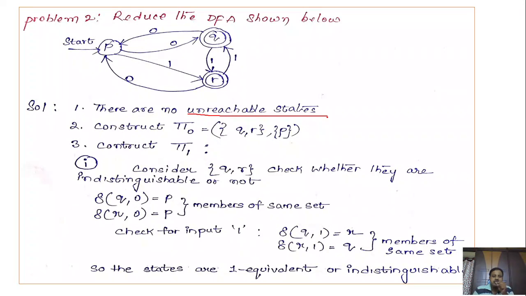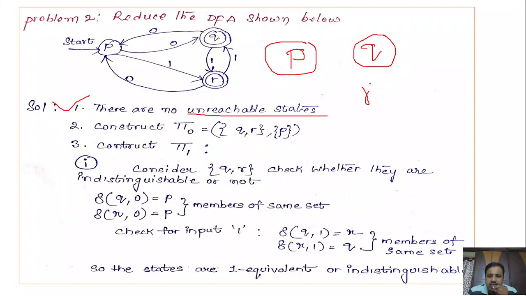So what are unreachable states? The states which are not reachable from the starting state. Property one is that you have to check for unreachable states. Let me say we are having the states P, Q, R. Let me consider P is the starting state. P on 0 goes to Q. Q on 0 goes to P, and R on 0 goes to P.